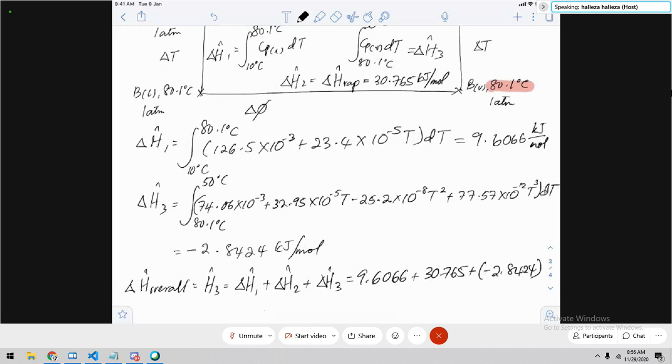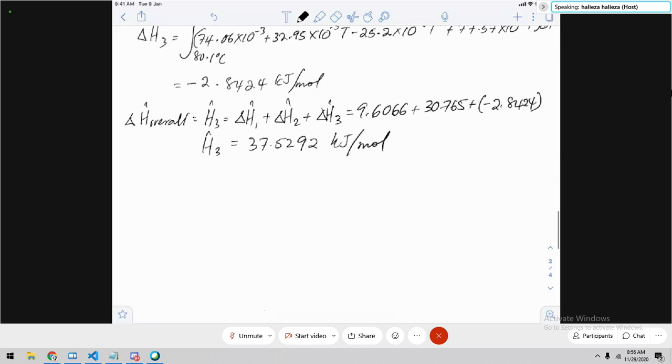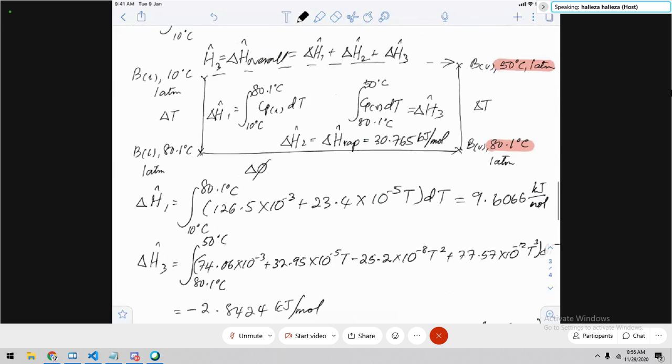So what is your H3, your enthalpy 3? 37.529. Let me see what I got. Okay, I just got another extra decimal point. So that's kilojoules per mole. Yeah, thank you. So we do the same thing for toluene. The one that we did earlier was for benzene.